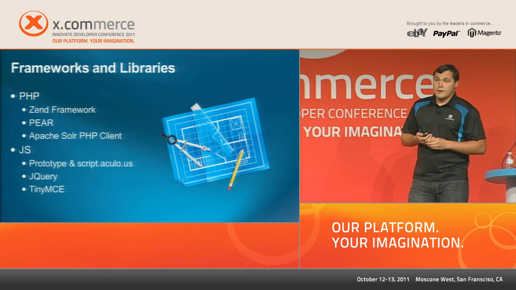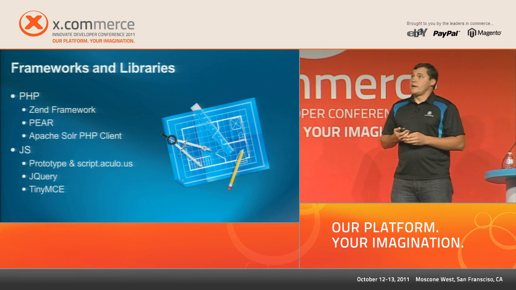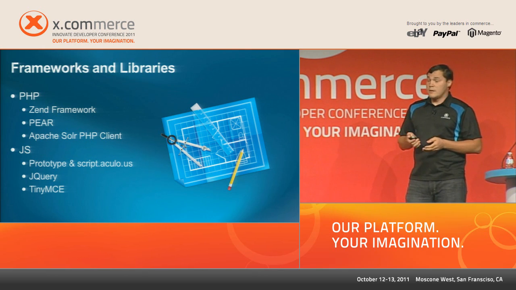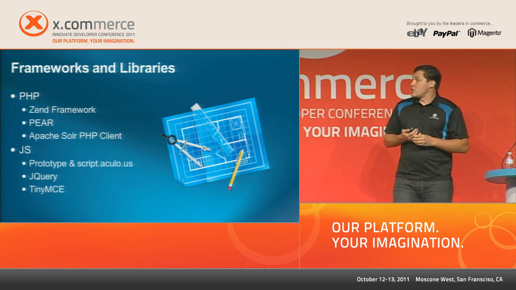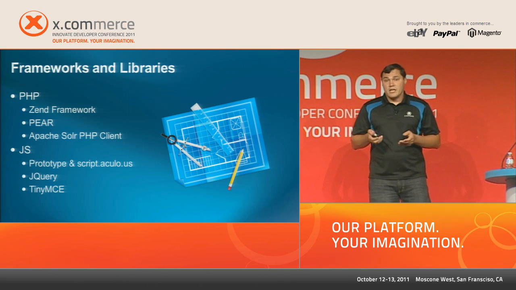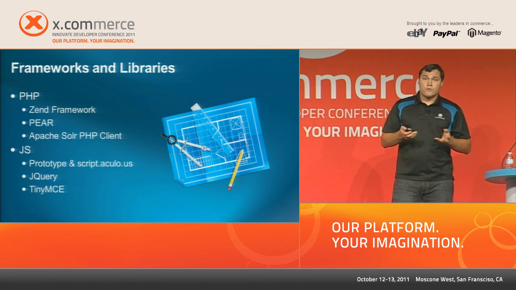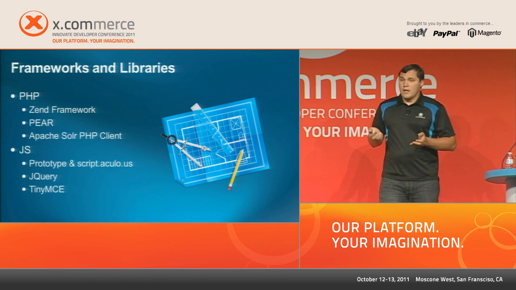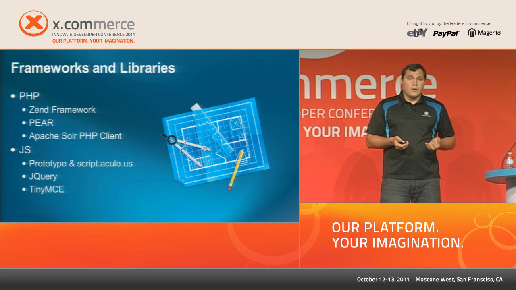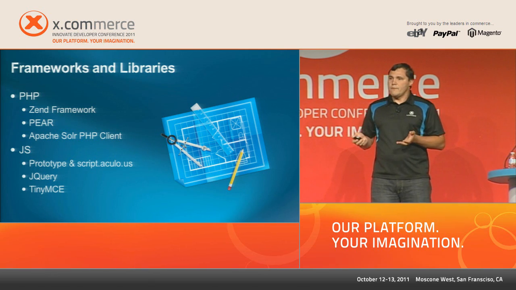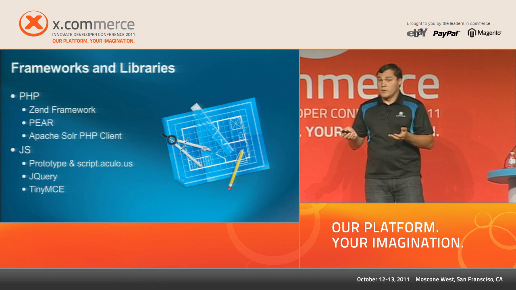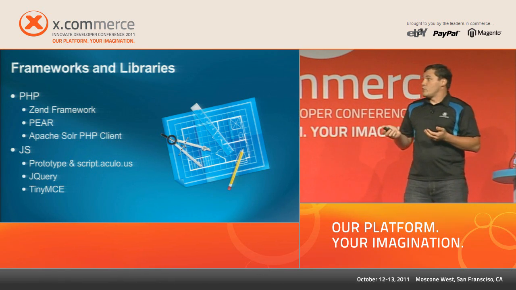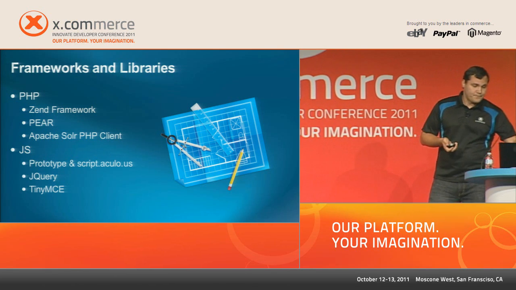In JavaScript, most of Magento functionality is written based on Prototype and script.aculo.us as libraries, and we are using jQuery and TinyMCE as our out-of-the-box WYSIWYG editor. This list of libraries does not limit the developer, because if you find any functionality that is already implemented in the PHP or JavaScript world, you can easily plug it into Magento and start using it.